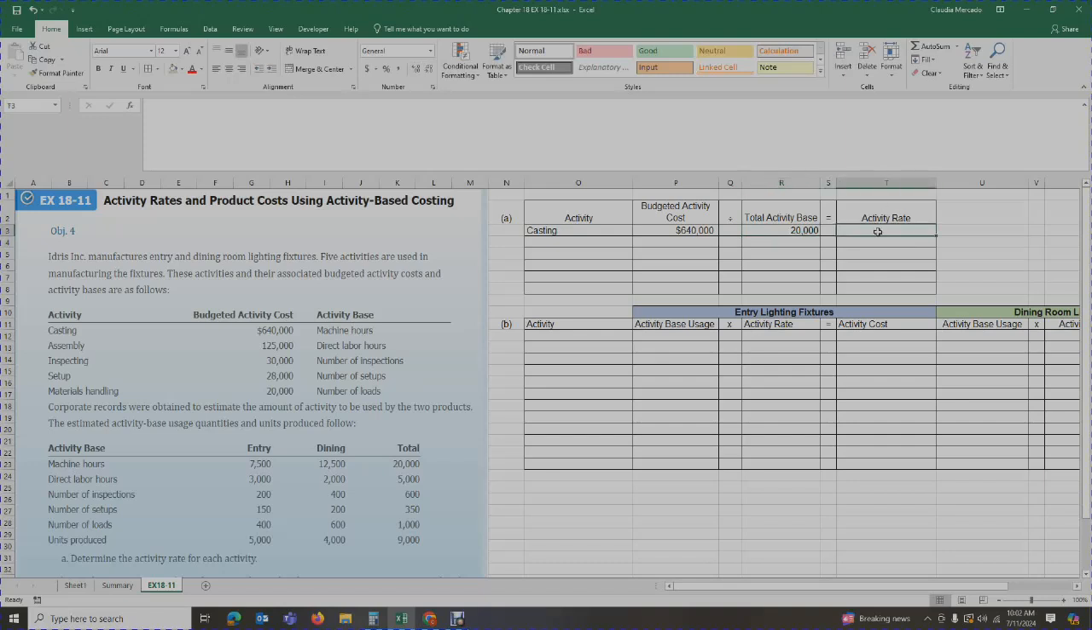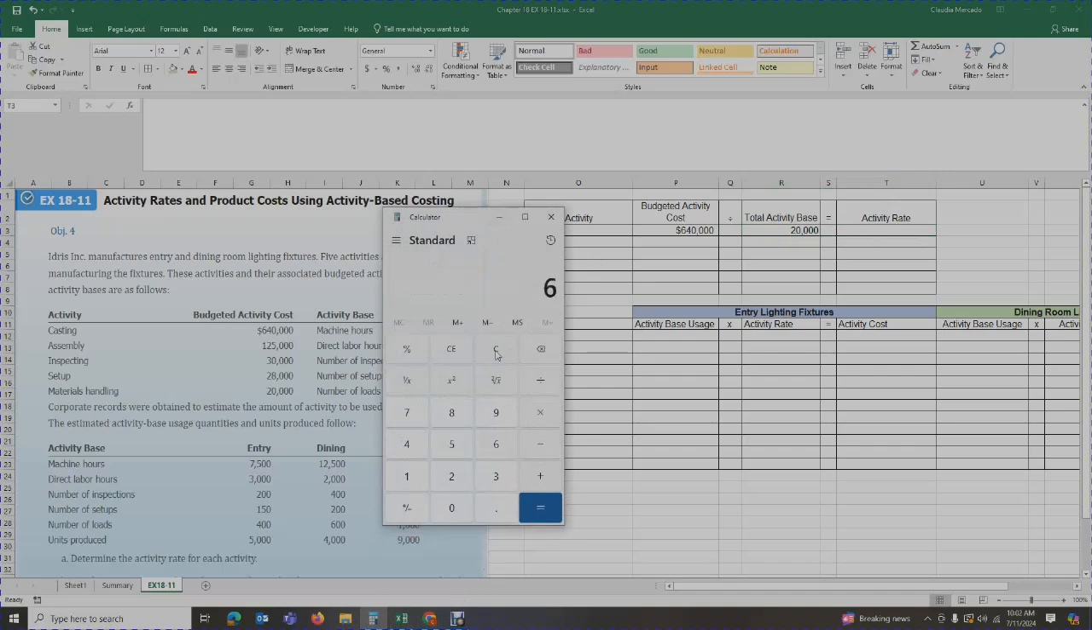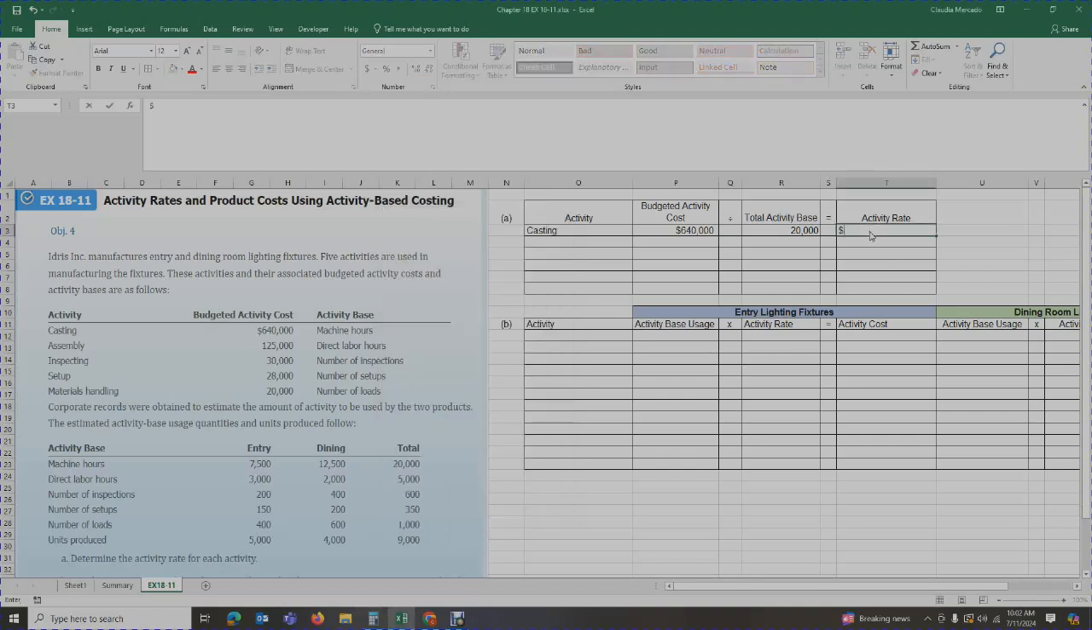Let's get our calculator. We're going to divide the 640,000 by the 20,000 machine hours that we are anticipating using. That gives me an activity rate of $32 per machine hour. So for every machine hour that we use, it's going to cost me $32. We're going to do the same thing for assembly.